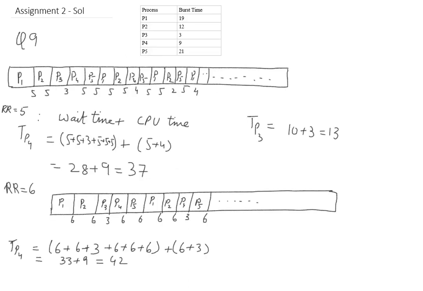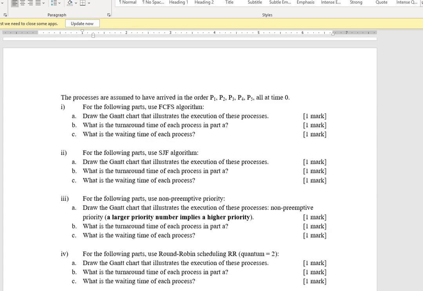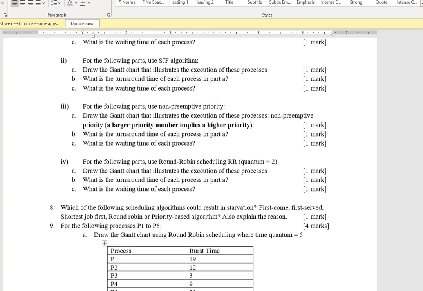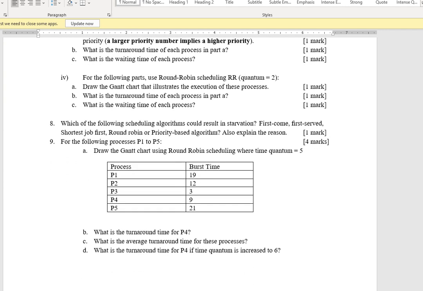Then question number 9. Let's go to this question table. Question number 8 you can see yourself. Question number 9 is this one. So you have this table, and then you have the questions about turnaround time, average turnaround time, and turnaround time if we change the quantum.